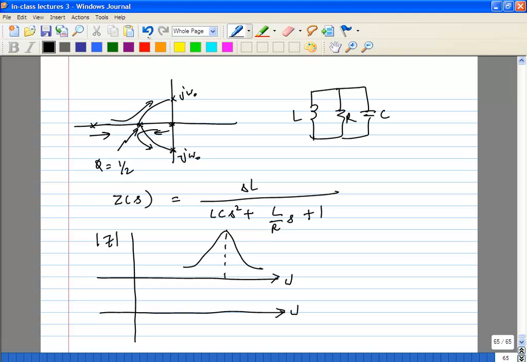This is going to be omega naught, and this value is R, that's your peak value of z. You can define the R over root 2 point, which would give you your 3 dB bandwidth, right? That's your omega naught over Q. Remember this.